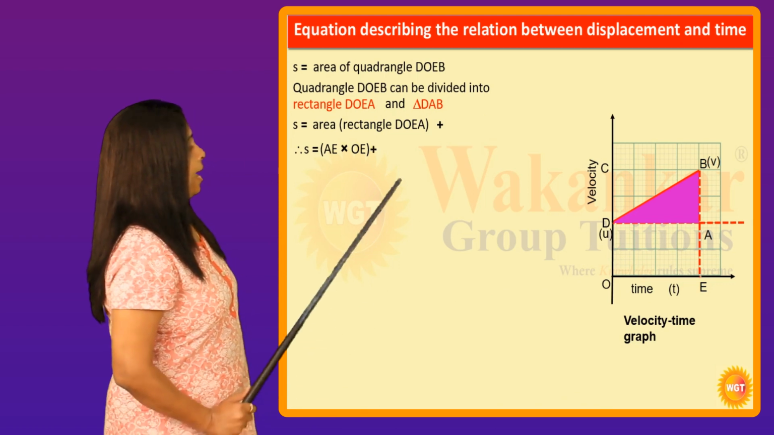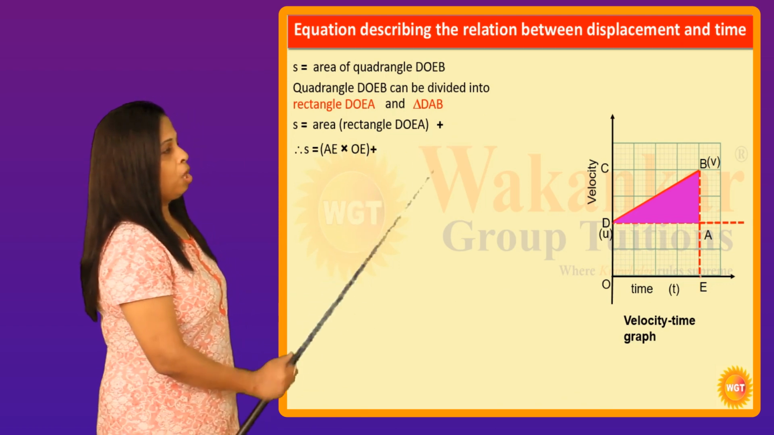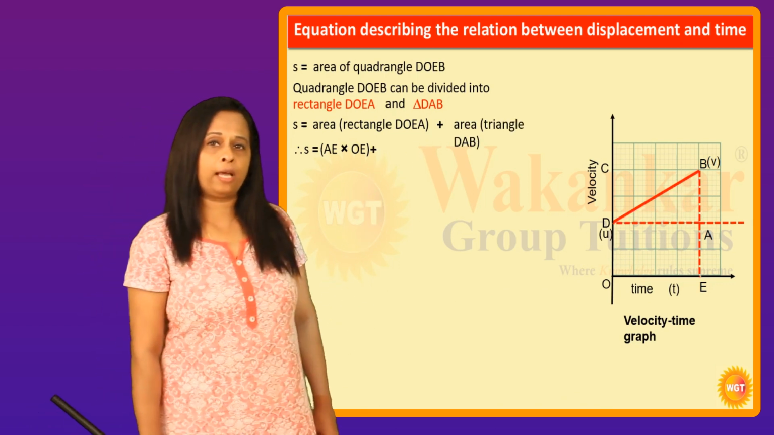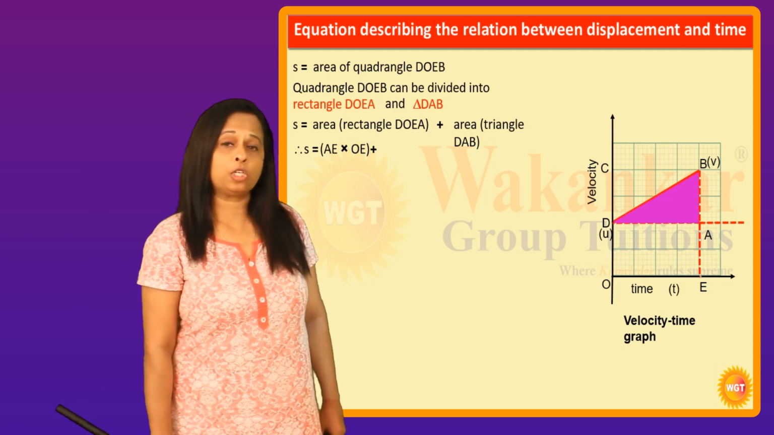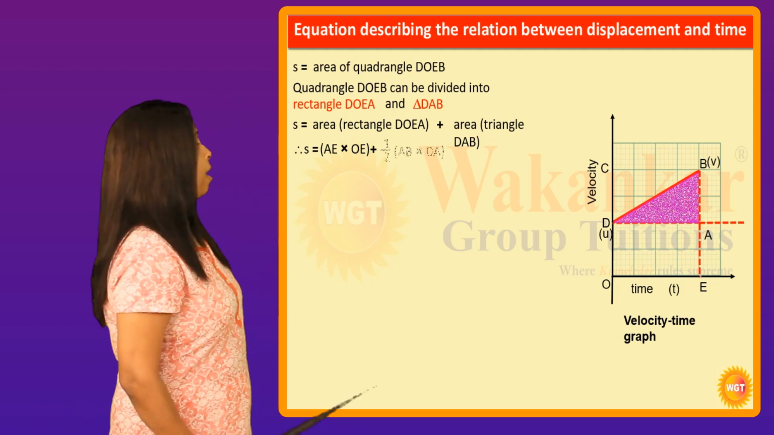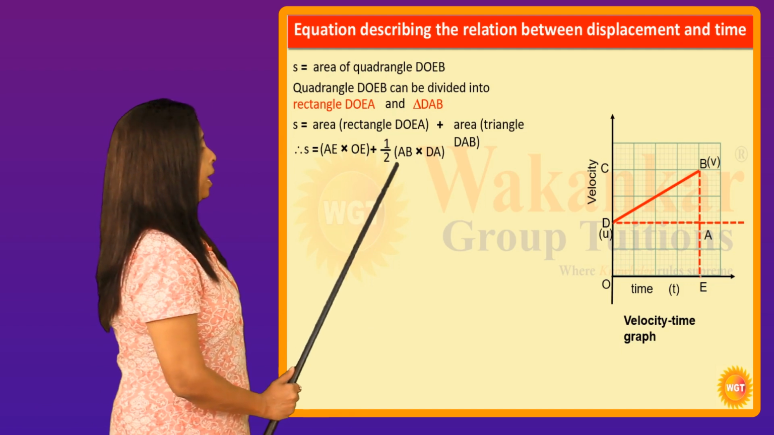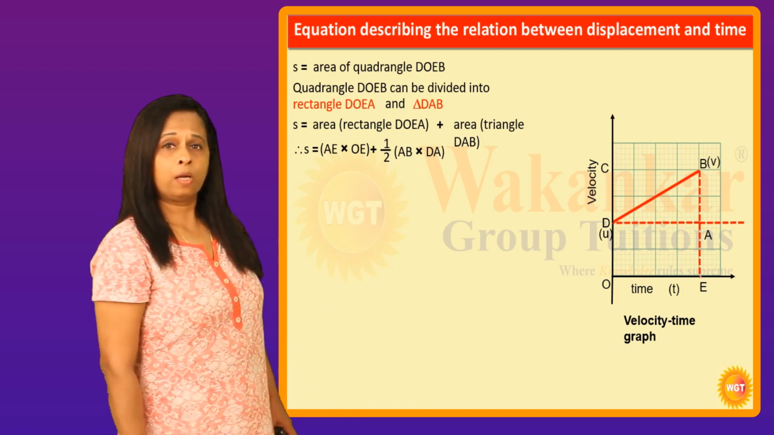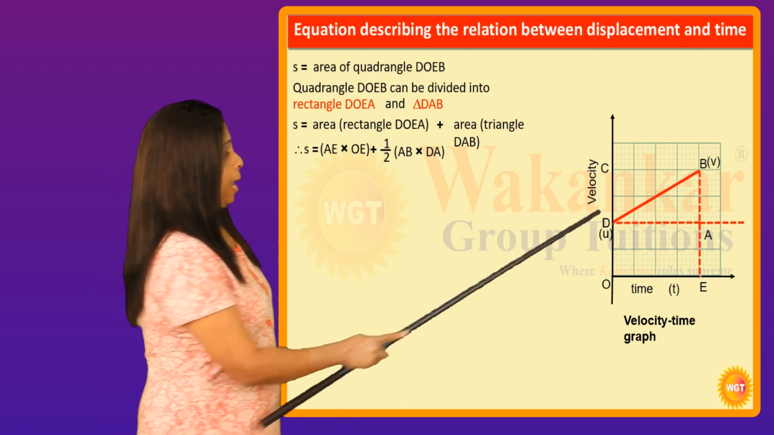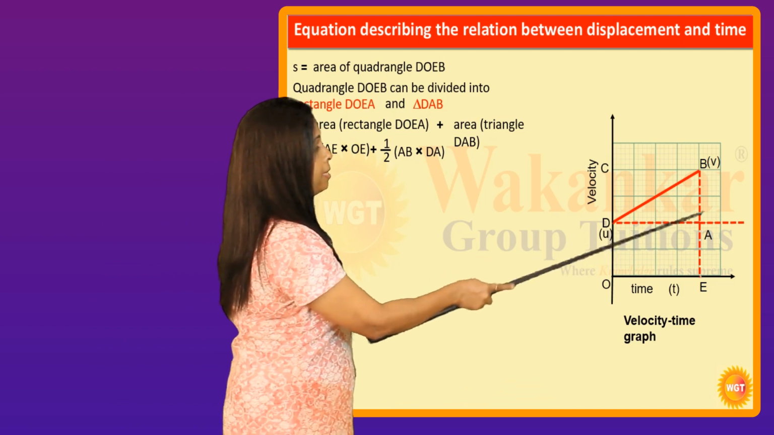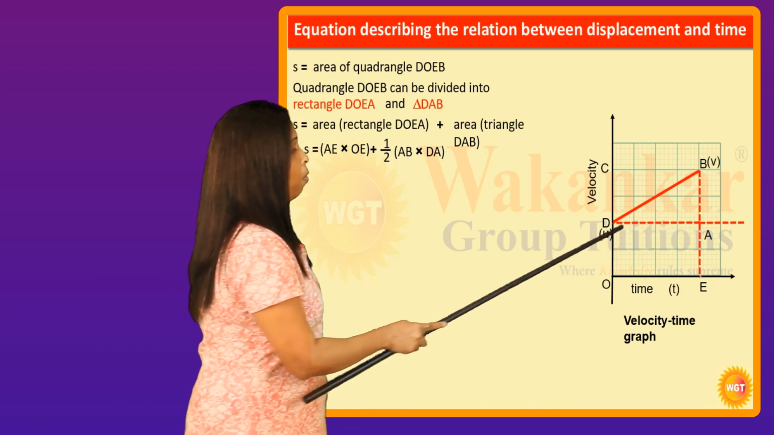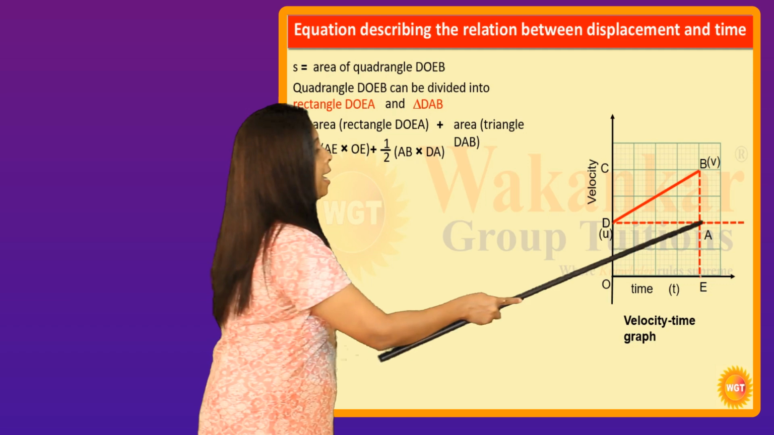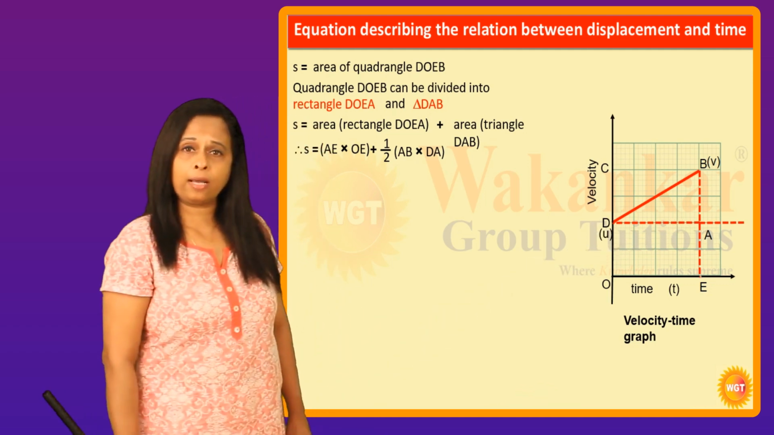Let us see the area of the triangle. What is the formula for the area of a triangle? Half into base into height. Let's find out. Half into AB into DA. Now what is AB? AB is the height of the triangle. What is DA? DA is the base of the triangle.